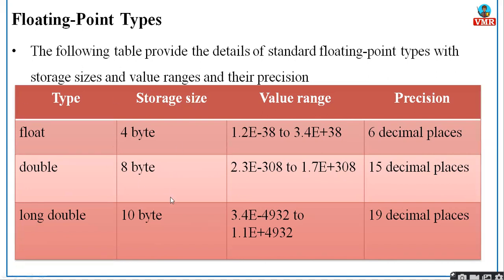And these are your storage values, and these are your value ranges. And the last column is the precision. That is, if I write 10.00006, it is of 6 decimal places, right? So these are the floating point values.